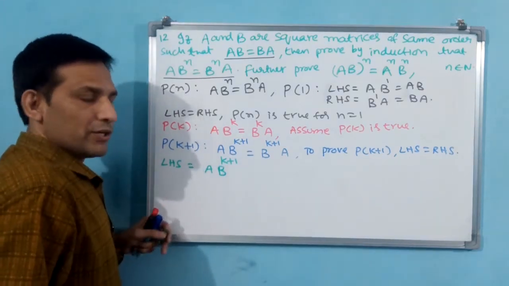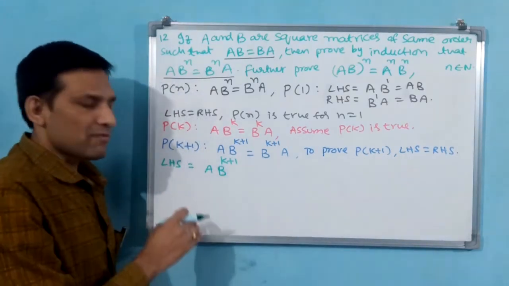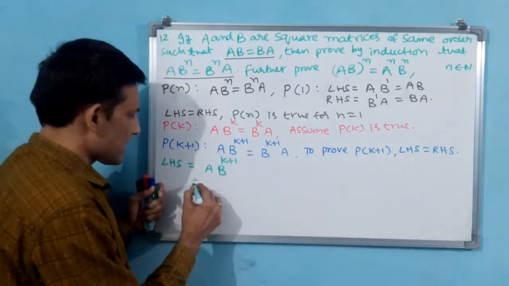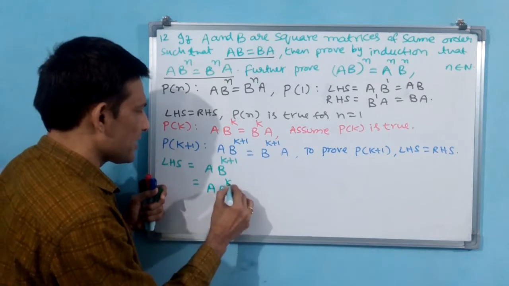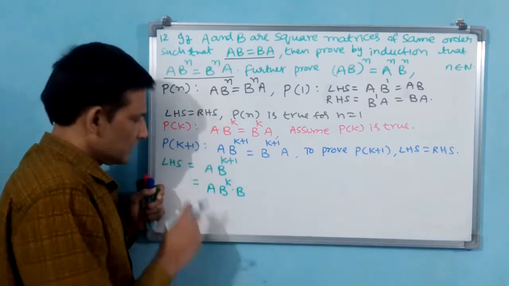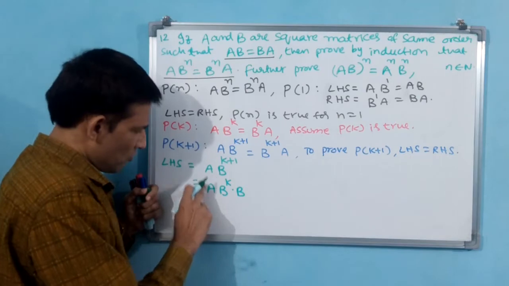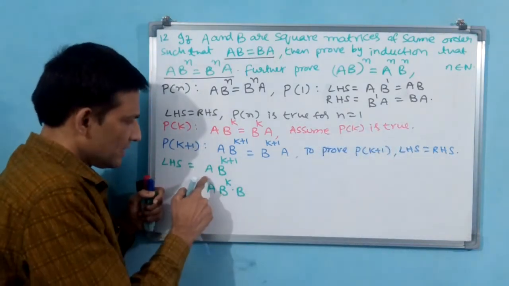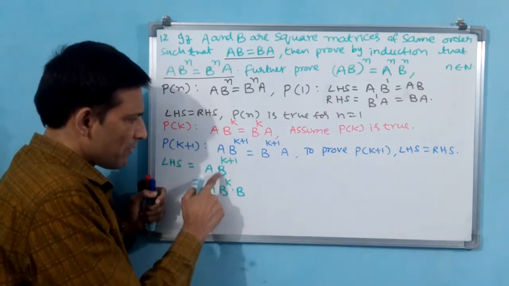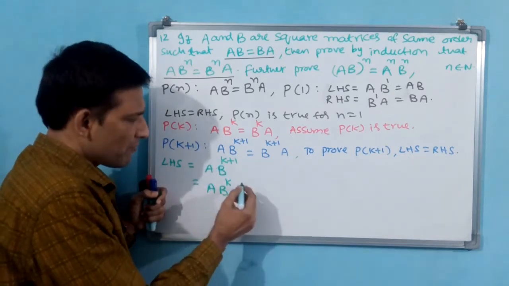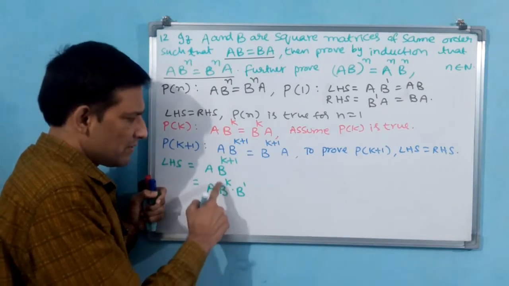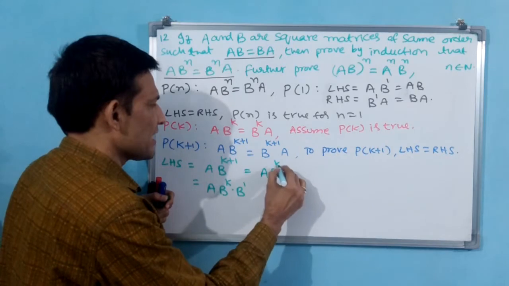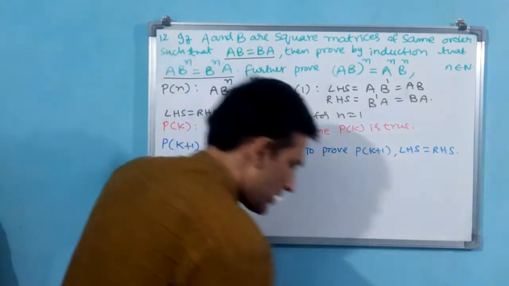Normally I am writing on the right side, but what you have to do, see, LHS is equal to A B power k+1. Now you have to write here like this: A into B power k into B. Why? Because LHS will be like this only. But I don't have space, that is why I am writing on the right side. See, this can be split like this: B power k into B means B power 1 is there here, B base same, k+1. A into B power k into B.